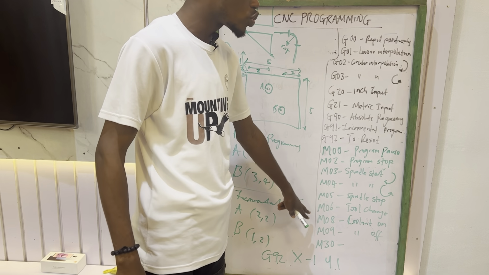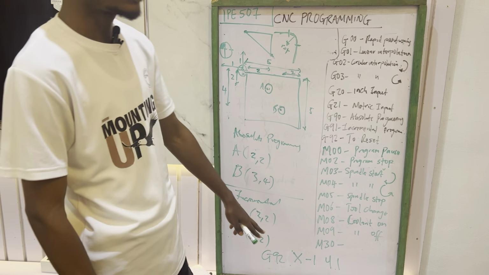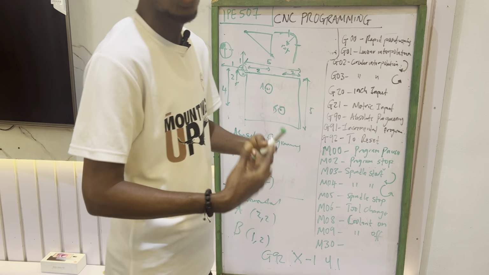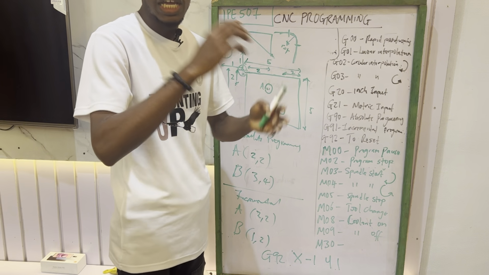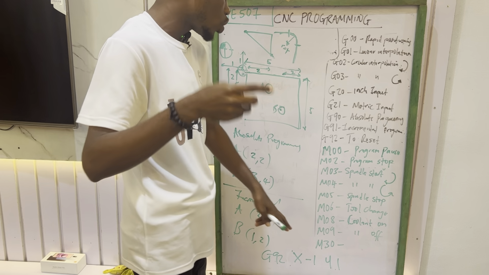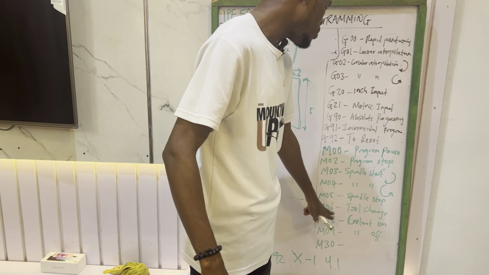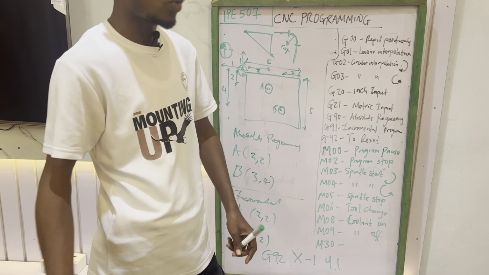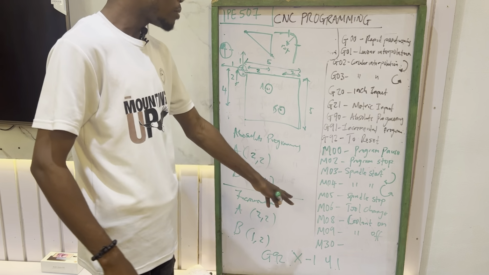M05 is your spindle stop, while M06 is for you to change your tool. Assuming you are performing two different operations that they gave you two different tools for, when you are done performing one, you have to change your tool to the other to perform the next operation. You use M06 to change that. M08 is for coolant on, M09 coolant off.